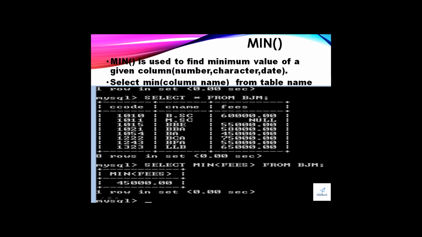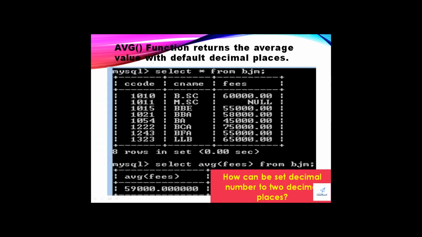Find the minimum value, number, character, or date. You just find it, and this is showing the minimum value as I have shown before. The next is the average function, which I have not done there. For the average function, this is the table I have taken. You can check it: this value and this value are repeated, so that's why the result will be different.